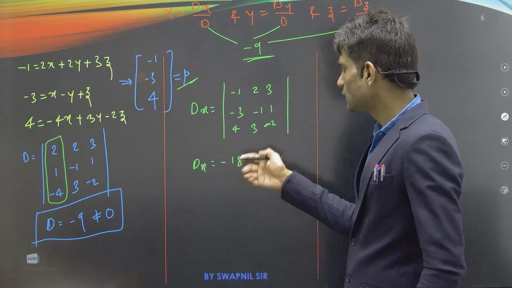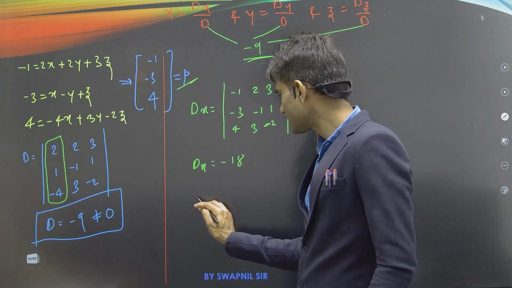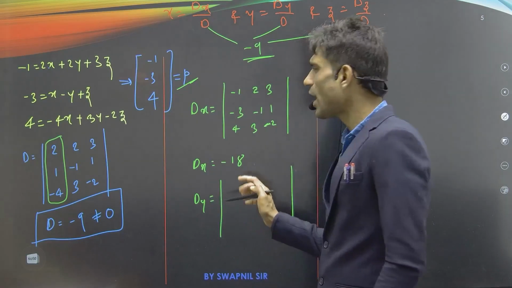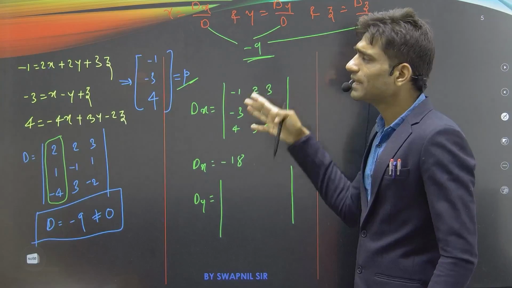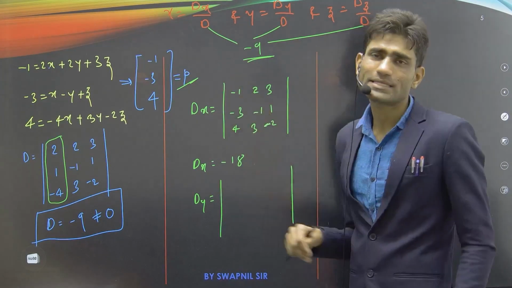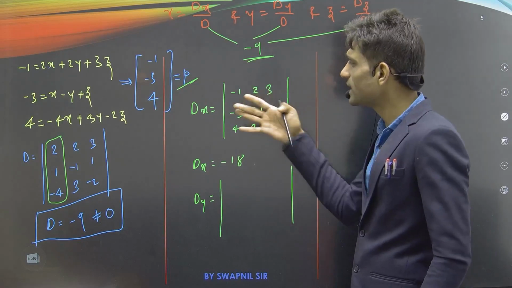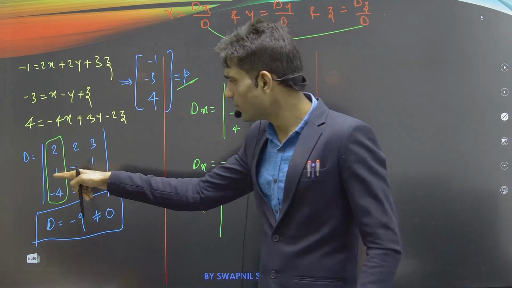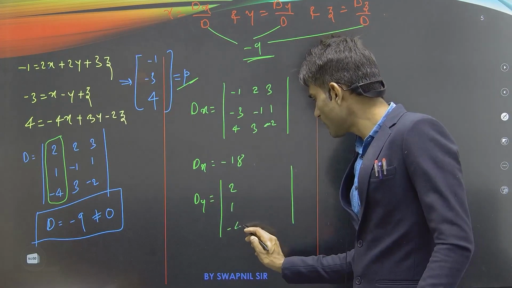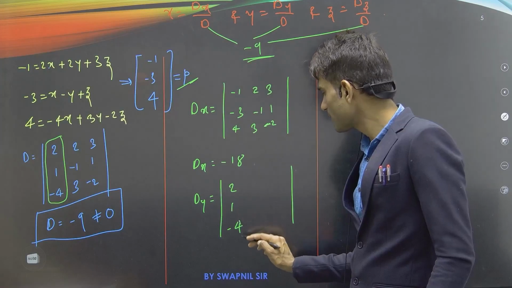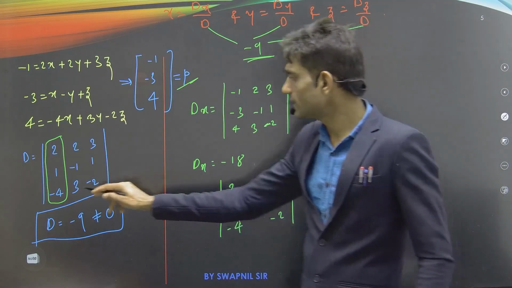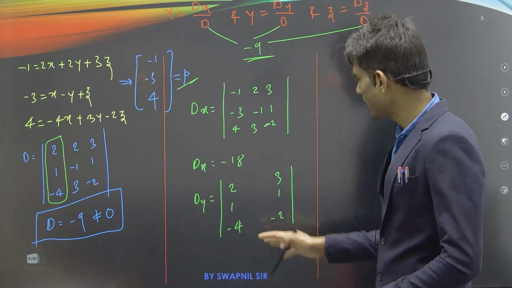Now similarly find the value for dy and dz. As we did earlier, we replaced x with p, in the place of x we replaced the p. Similarly, replace y with p now in our d. The remaining 2, 1, -4 will remain as it is, then 3, 1, -2. The first entire column and the third entire column remain the same.